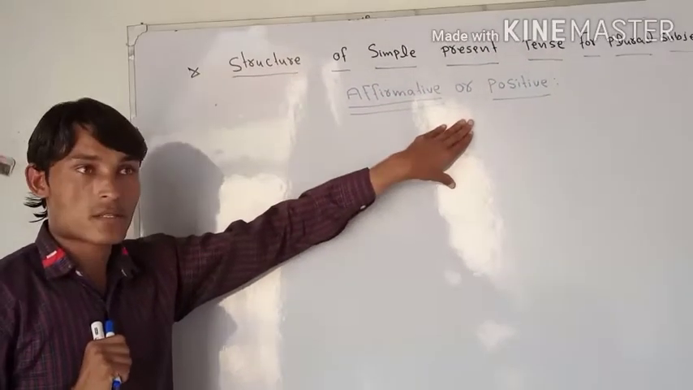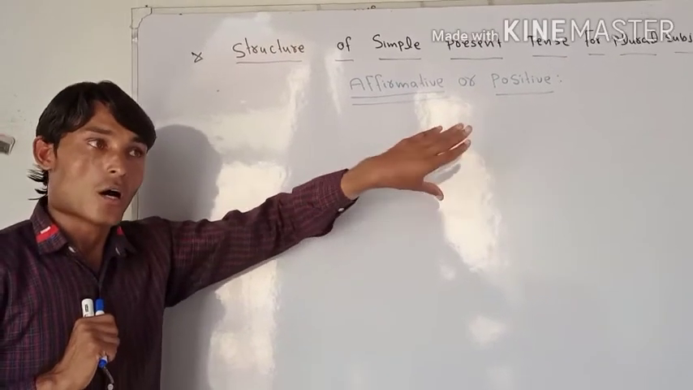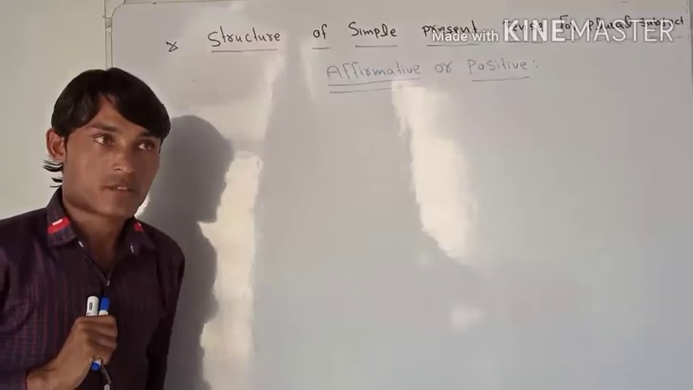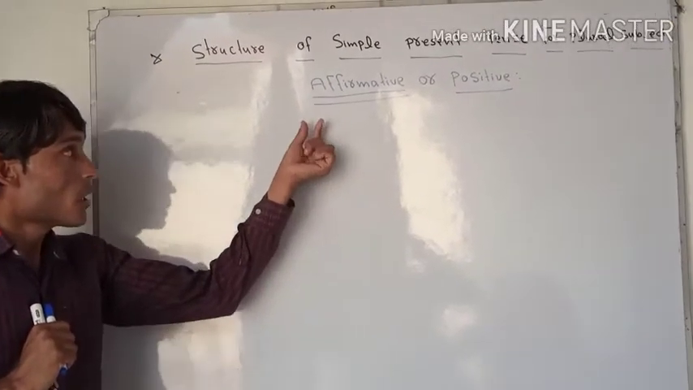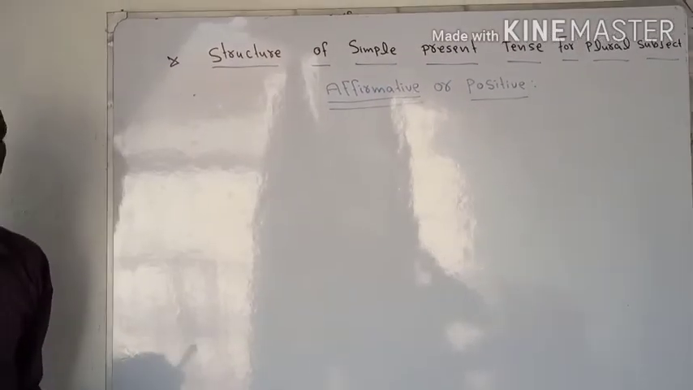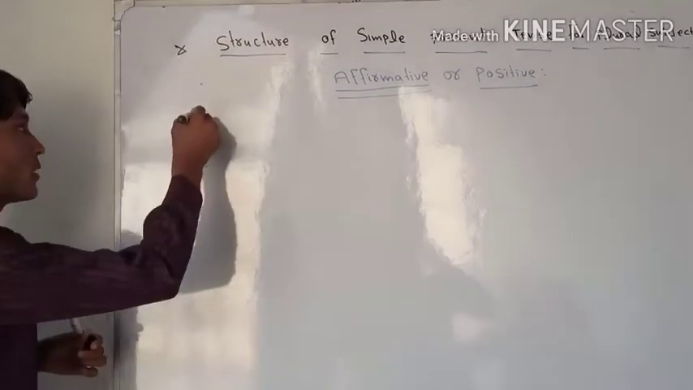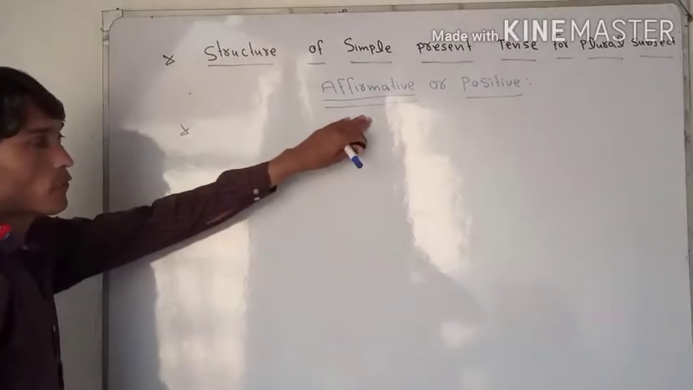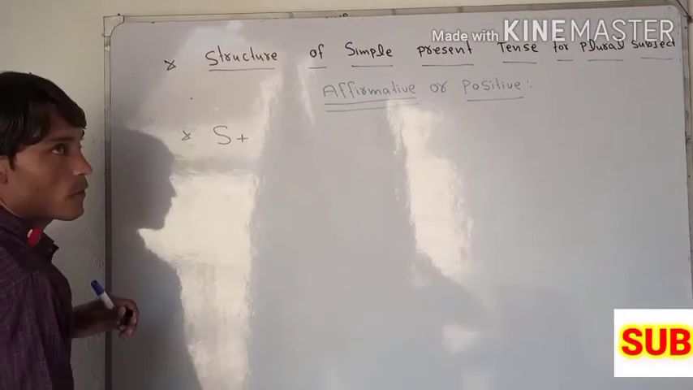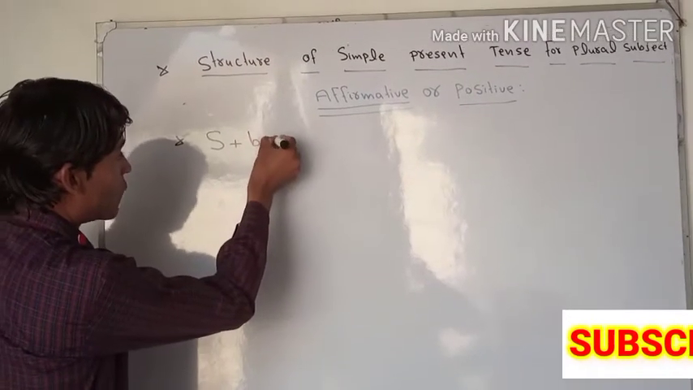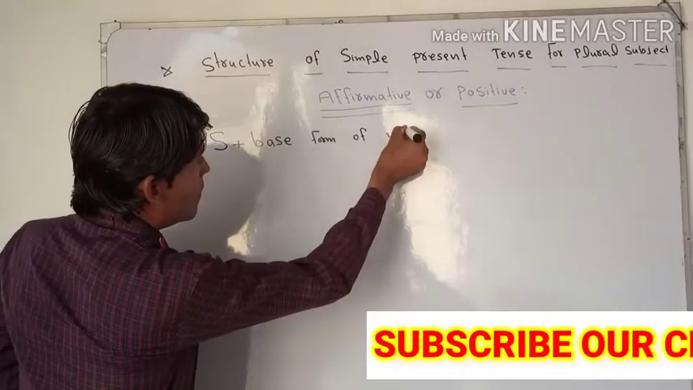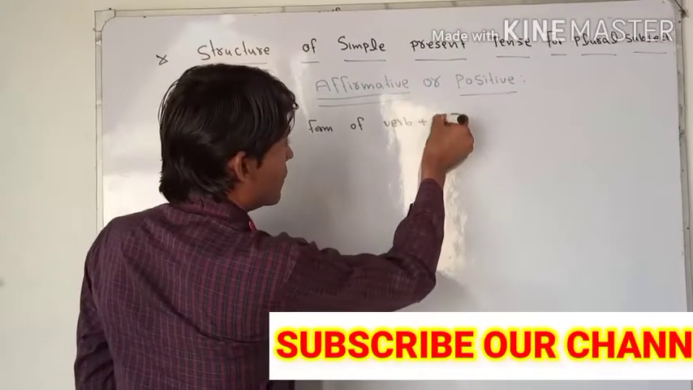So before that, I have discussed the singular structure of simple present tense, affirmative, negative, interrogative, and negative interrogative as well. Now I come here to discuss the plural structure of simple present tense. For that we need to know about the formula. The formula: affirmative mostly begins from the subject. First of all we need a subject, and then the subject is followed by the base form of the verb, and the verb is followed by the complement.